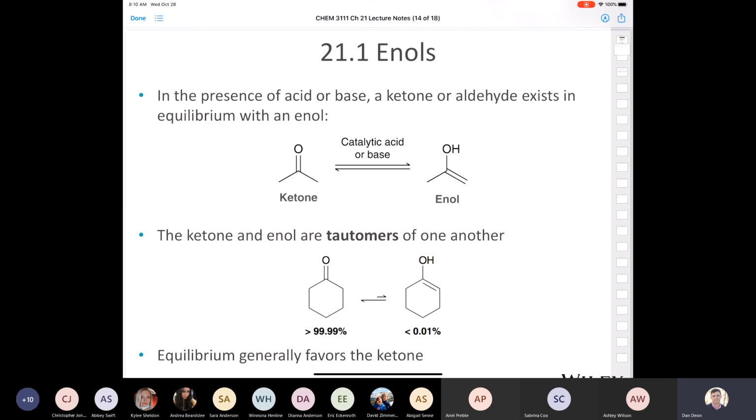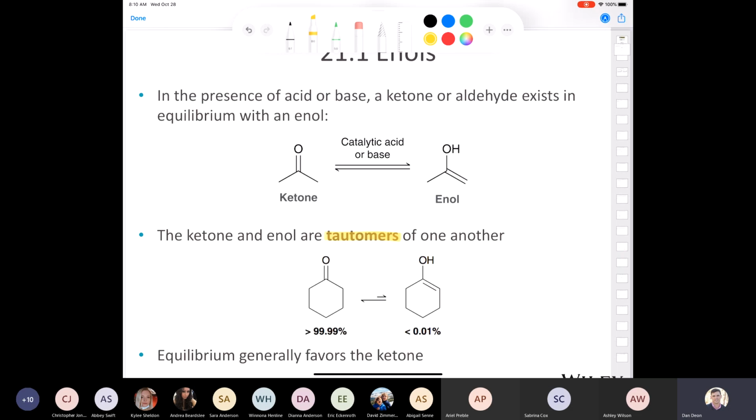If we take a ketone or an aldehyde and we put it in the presence of an acid or a base, the ketone or aldehyde is going to exist in equilibrium with the enol. So again, ketone and enol forms are what we call tautomers of one another. Okay, these are not resonance structures at all.